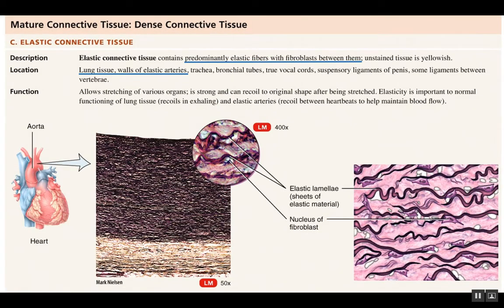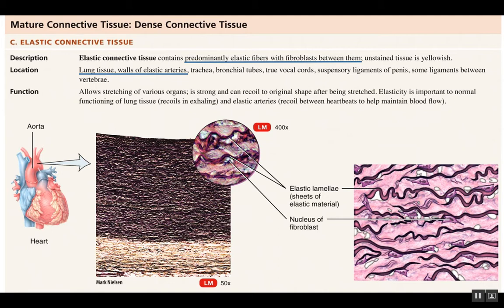The third dense connective tissue is called elastic connective tissue. And the reason why it's called elastic connective tissue is it's made up of predominantly elastic fibers. So unlike the previous two, it's not collagen, but instead it's elastic fibers. You still have fibroblasts that need to make the elastic fibers. So organs and structures that need to be able to stretch and recoil have a lot of this tissue.